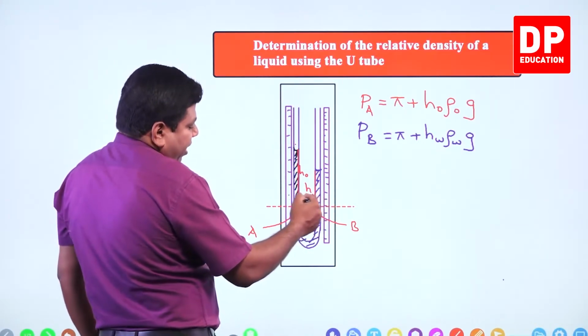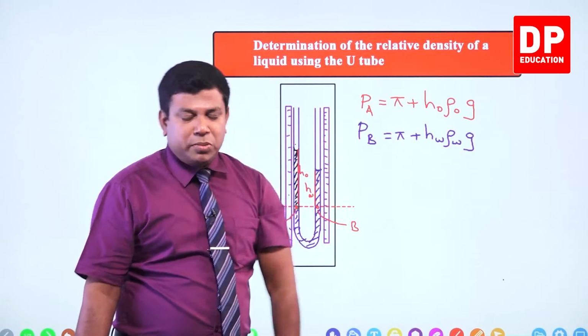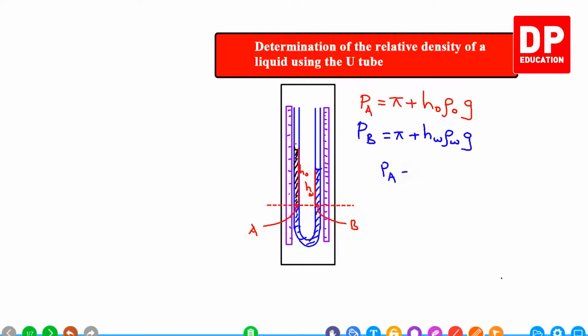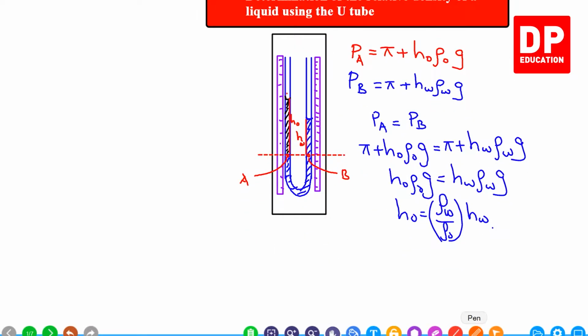But A and B are at the same horizontal level within the same liquid. Can you see? It's connected liquid, water, at the same horizontal level. What can you say about the pressures? Pressures must be equal. So, P A and P B must be equal. P A equals P B. P atmospheric plus H oil rho oil g equals P atmospheric plus H water rho water g. P atmospheric and P atmospheric will be cancelled. H oil rho oil g equals H water rho water g. H oil will be equal to rho W over rho oil into H W. Or if I write the other way around, if I make H W the subject of it, H W will be equal to rho oil over rho water into H O.